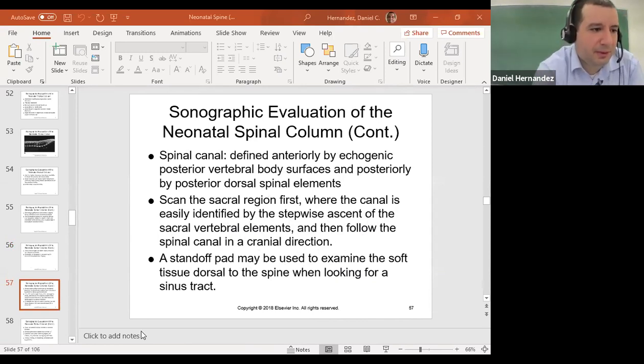Again, remember, if this is ordered because of a soft tissue mass or some sort of lesion that they see along the spinal canal, an unusual bump or mass or lesion, you may have to use a standoff pad to better examine that soft tissue lesion. Maybe they're feeling a lump or a mass, maybe it's a lipoma underneath the skin. So in order to better visualize the superficial structures, utilize a standoff pad. If you don't have a standoff pad available, you put a big dollop of gel and make your own standoff pad using a big ball of gel.